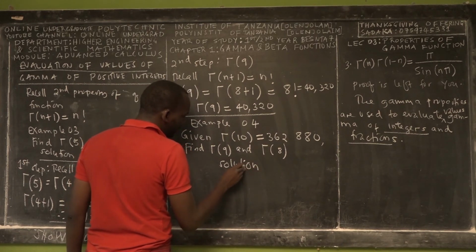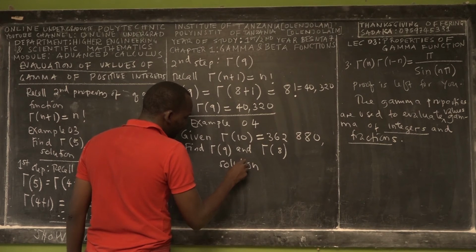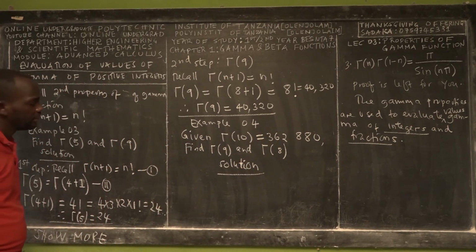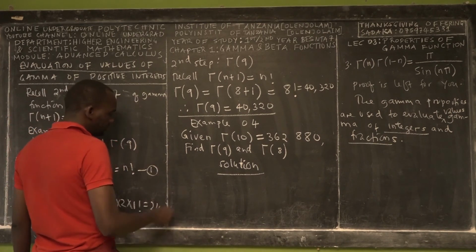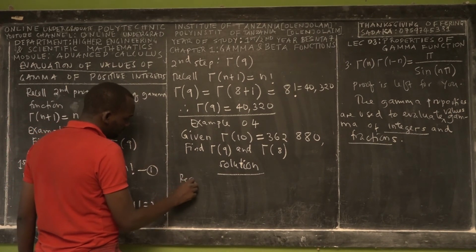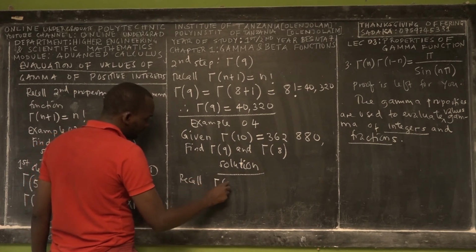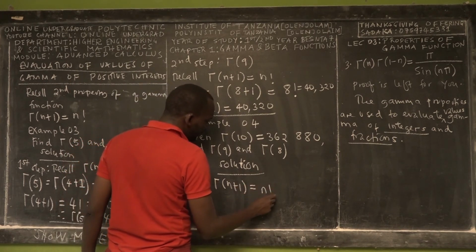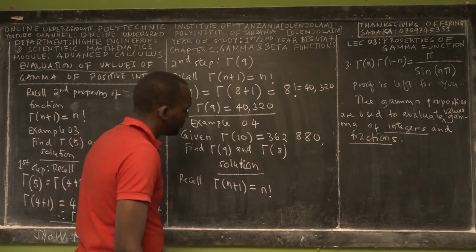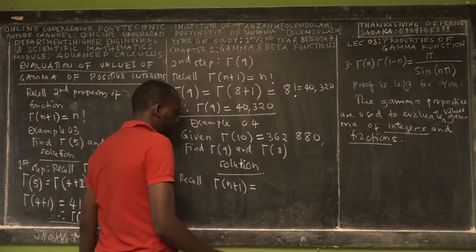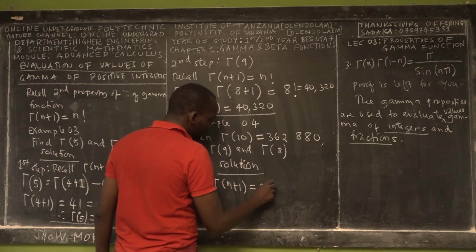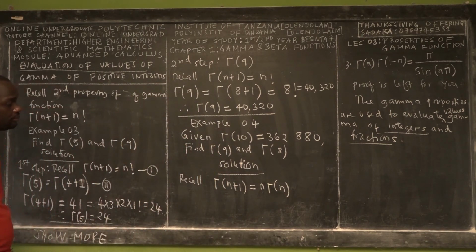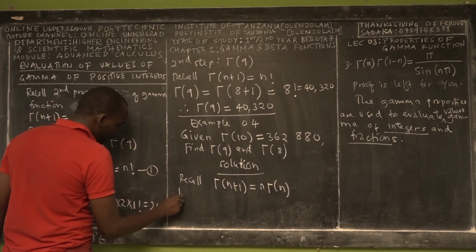It's a simple question, but if you don't understand the trick, then you can get lost along the way. Solution. Remember that we have that property. Recall we say that gamma of n plus 1 is equal to n factorial. But also we can have the first property, gamma of n plus 1 is equal to n gamma of n. That's the best. Okay? So if that's the case, for example, we'll be given gamma of 10.